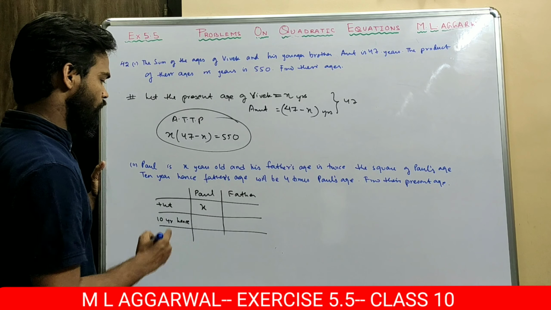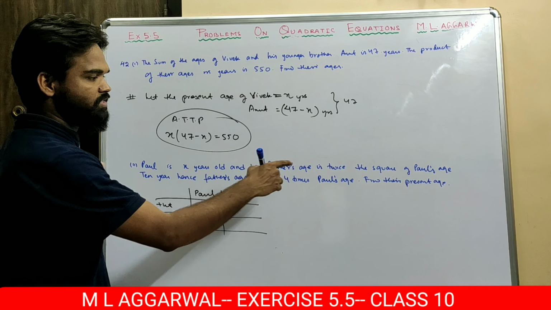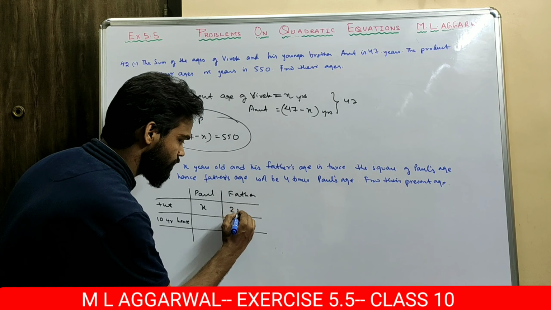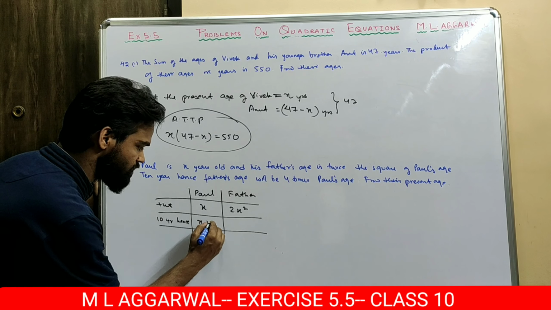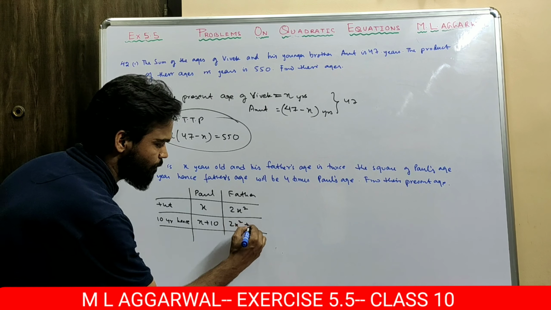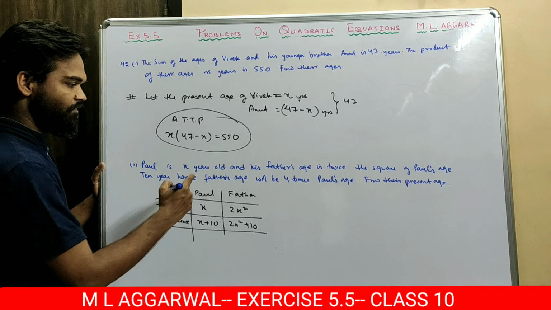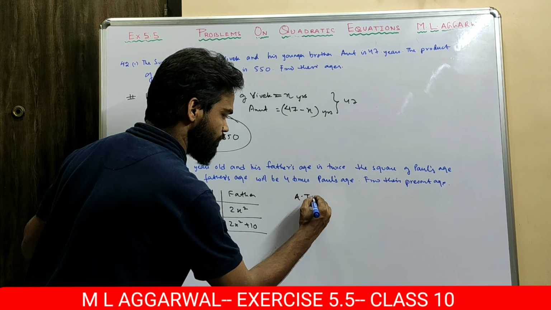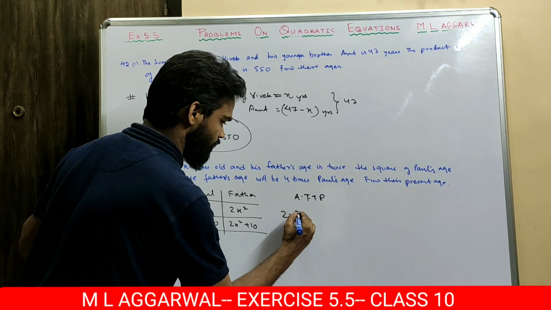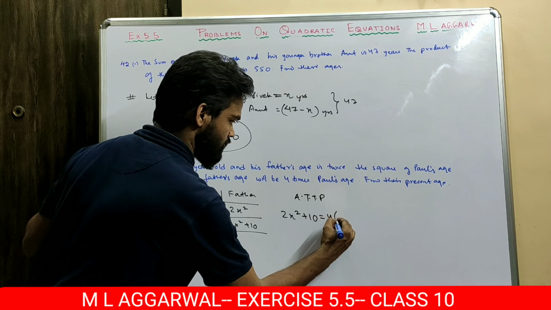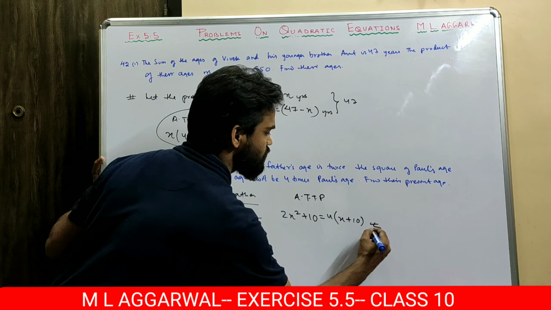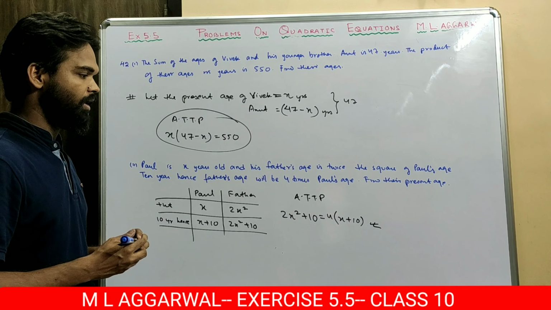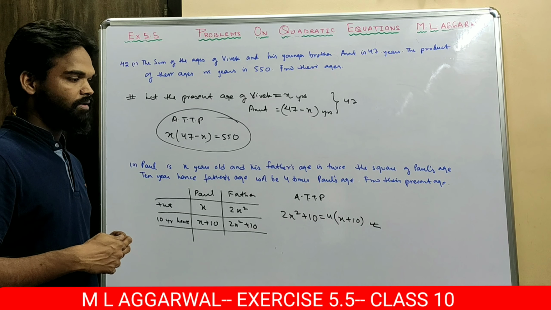See, Paul is x years old and his father's age is twice the square of Paul's age. 10 years hence, this will be x plus 10. This is 2x squared plus 10. 10 years hence, the father's age, now according to the problem, the father's age is 4 times the son's age, and that's my equation. Done. Now let us look at the next sum.